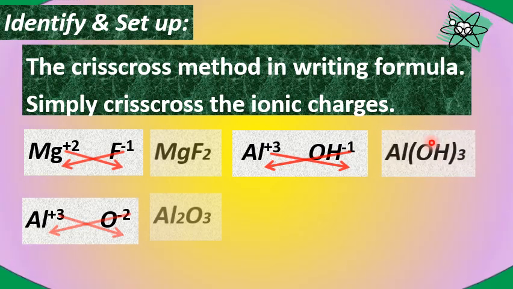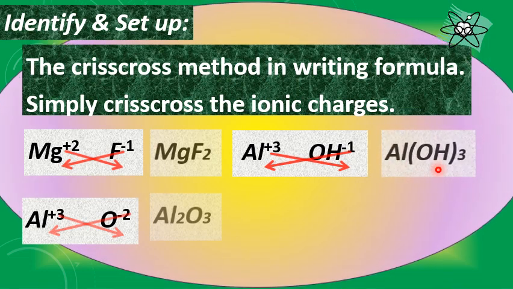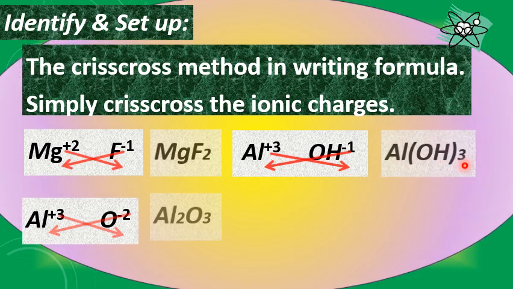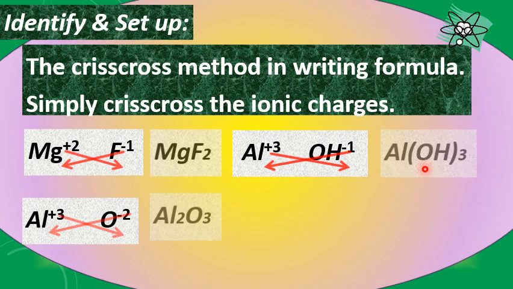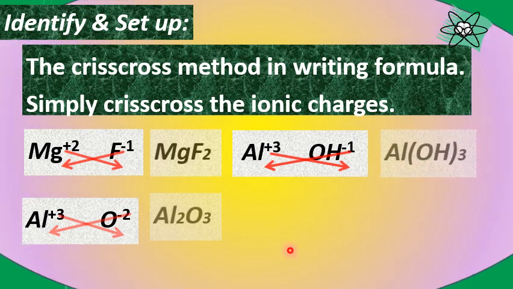The need for this parenthesis is vital because it indicates that in this compound there are 3 oxygen atoms and 3 hydrogen atoms while there is only 1 aluminum atom.